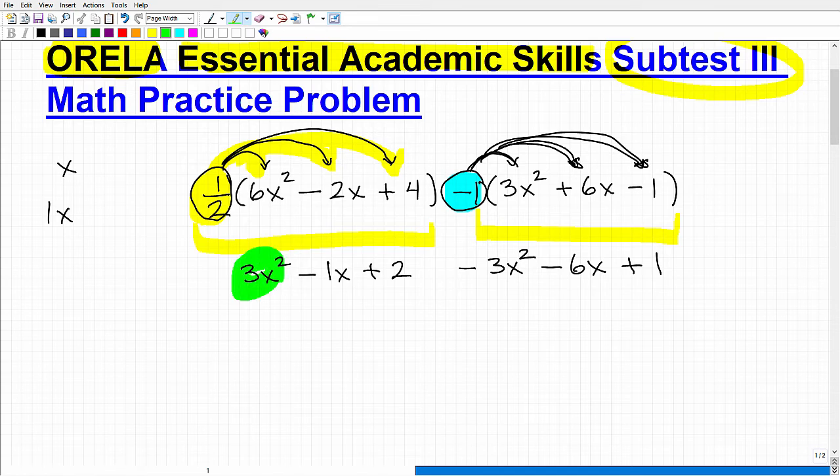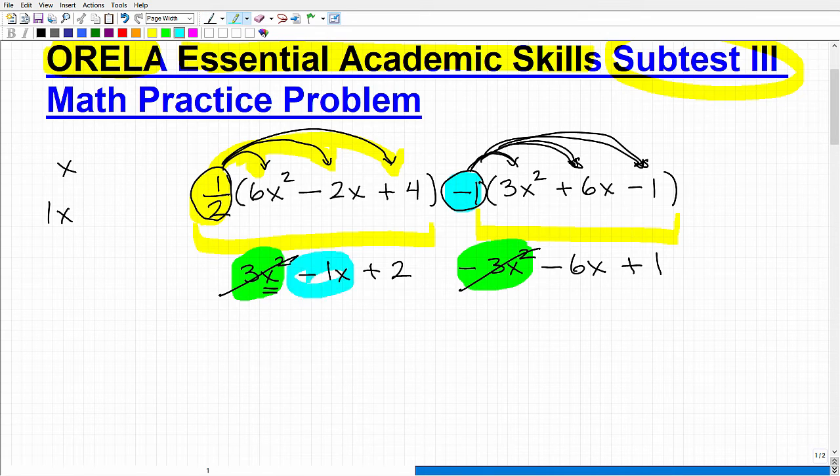So I have a 3x squared, and I'm saying to myself, okay, are there any other x squareds? If there are any other x squared terms, those are like terms, so I can add them. So you can see here, this is an x squared, so I have a 3x squared and a negative 3x squared, so when I add those together, I get 0. So those are going to go away.